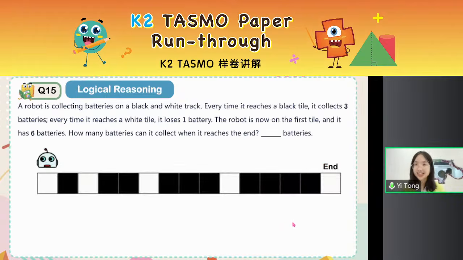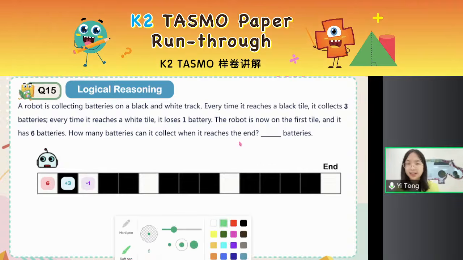Now, logical reasoning again. Robot is collecting batteries on a black and white track. Every time it reaches a black tile, it collects 3 batteries. Everyone, kids, do we collect more or do we have fewer? We have more. So what do we do? Plus or minus? We need to plus 3. So let's label plus, okay, plus 3. You see, plus 3 for the black one.